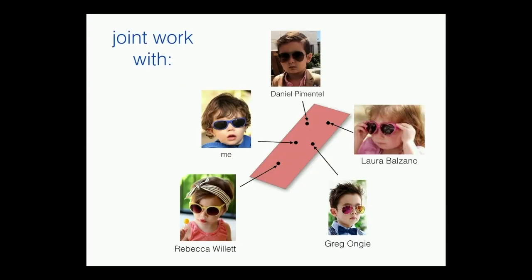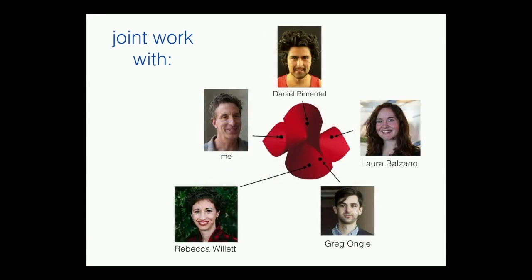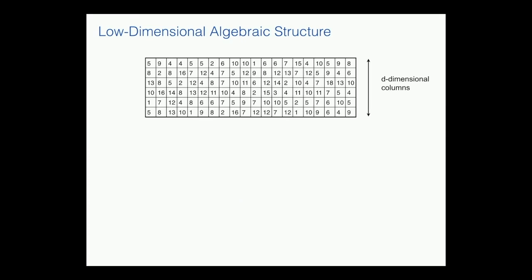This is joint work with a bunch of people. Daniel Pimentel is a professor at Georgia State, Laura Balzano at Michigan, Becca at UW-Madison with me, and Greg Angie, who's a postdoc with Laura at Michigan, and me. We've worked together for a number of years, and when we were young, we worked on linear subspaces, and now we're all older, and we're working on nonlinear problems.